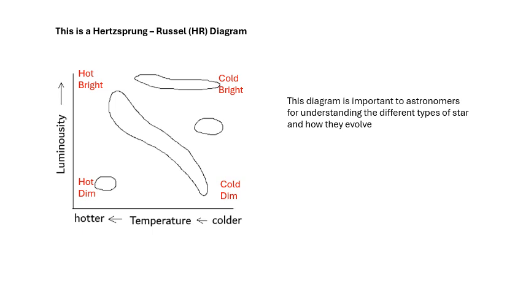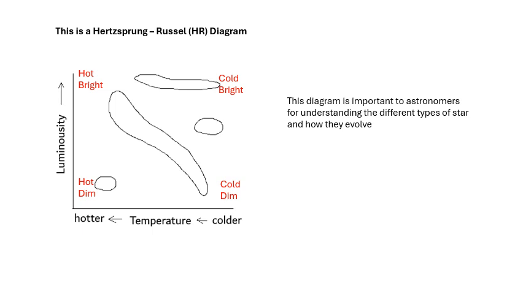This is a Hertzsprung-Russell diagram. Well, what's that then? Well, look at the axes. We've got temperature and we've got luminosity, which, if you like, is brightness, the amount of light it's giving off. It's actually measured in watts, okay?